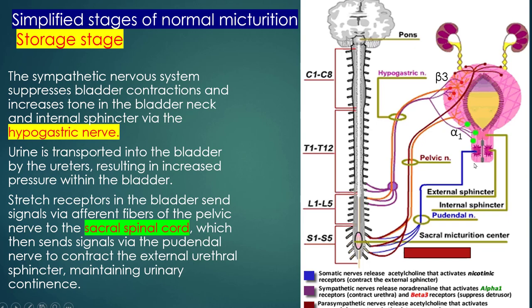From here sensory reflexes are sent, then through the pudendal nerve the impulses by the parasympathetic nerve are sent to the neck, and the neck is contracted and prevents escape of urine from the urinary bladder.